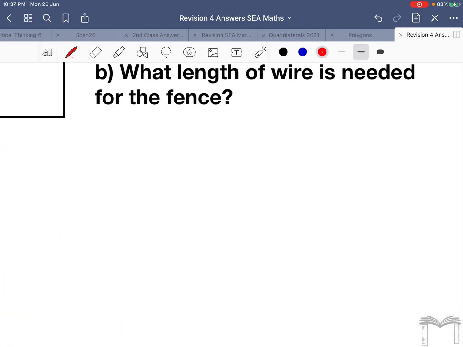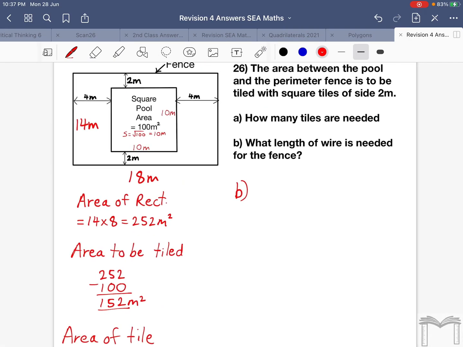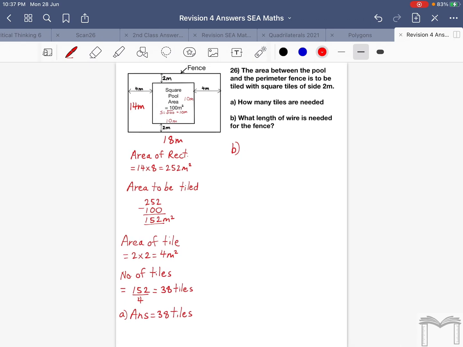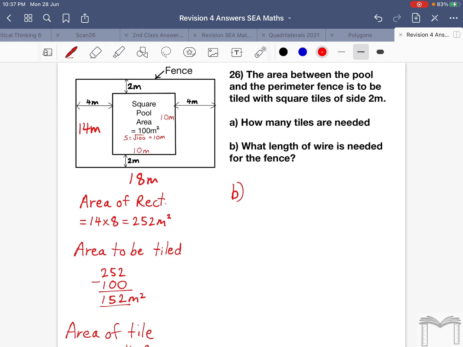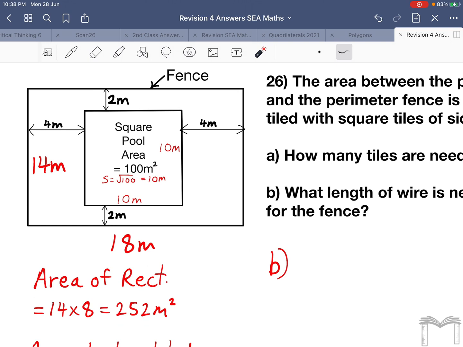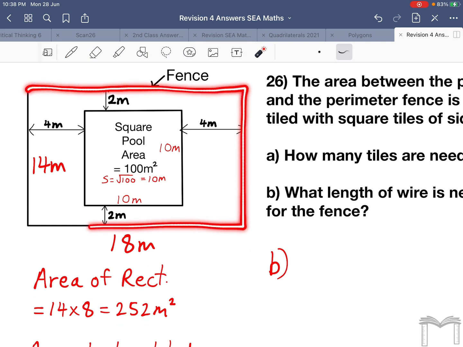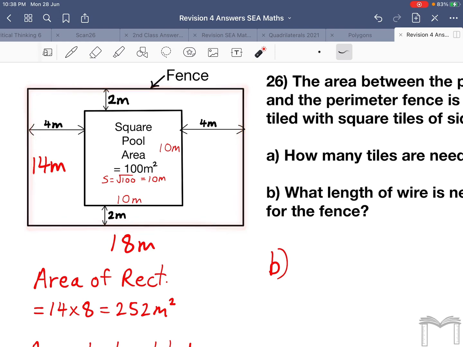Part B. What length of wire is needed for the fence? So all we need to do is determine the length, or the perimeter rather, of the fence. So 18 plus 14 plus 18 plus 14.